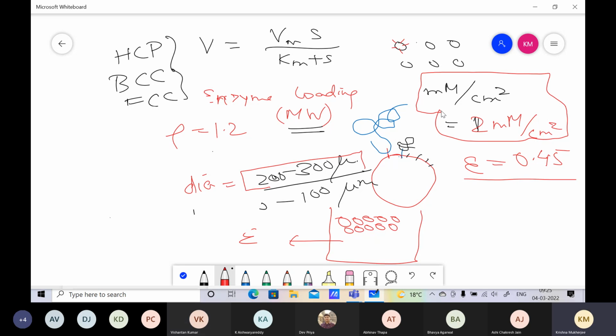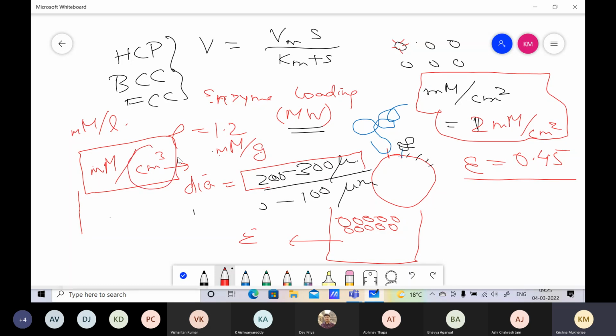We have to find out the total surface area per centimeter cube. Then only we will know that if I take a matrix of 1 centimeter. So really what you need to know is the amount of millimoles of enzyme loaded, millimoles per centimeter cube, or 1000 times millimoles per liter of matrix, or millimoles per gram of matrix. So first things first, what is the surface area of 1 centimeter cube of matrix?